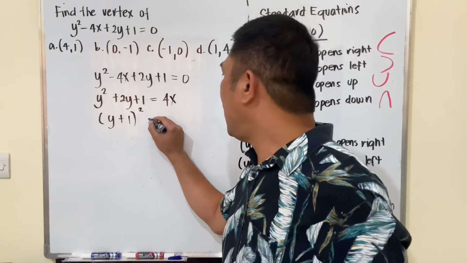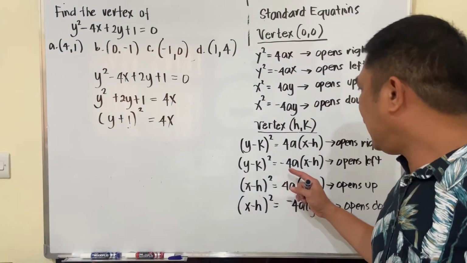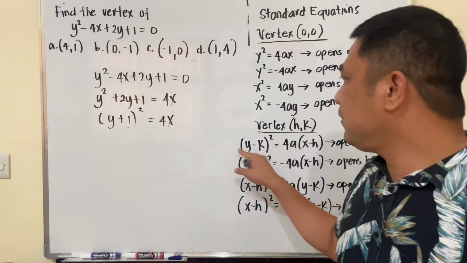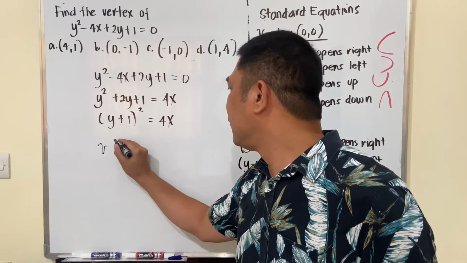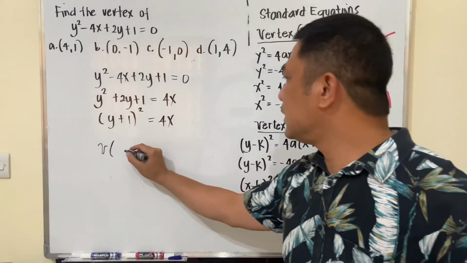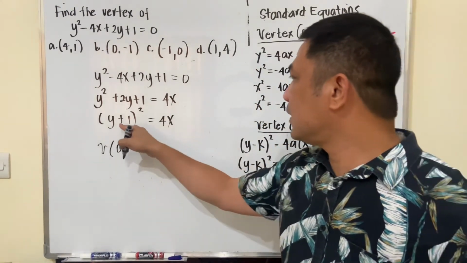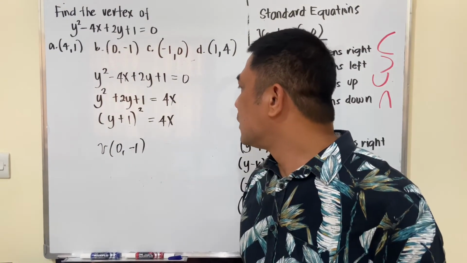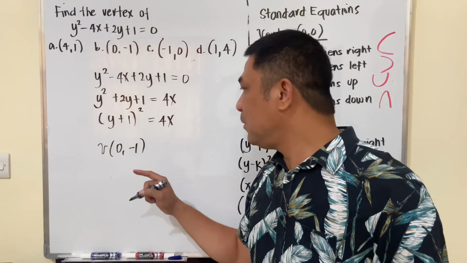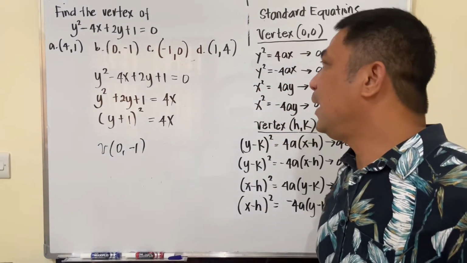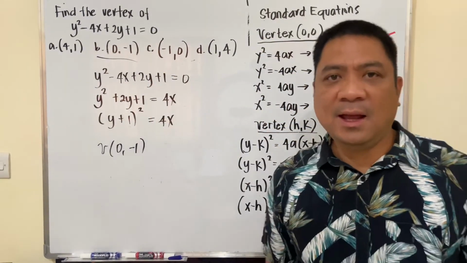And you have 4x. So that means your vertex will be at h, negative k. We have 0 here for h, and k is negative 1. So the vertex of this parabola will be at 0, negative 1. In this case, letter B is our answer.